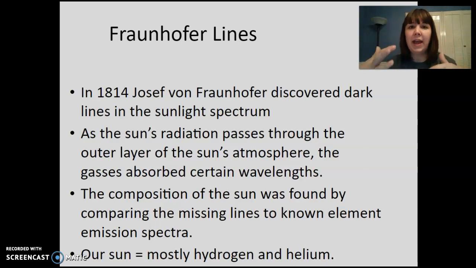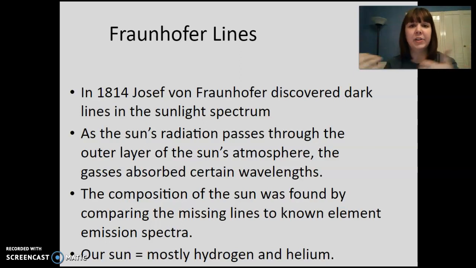So looking at which dark lines, which lines were missing, because we would expect to have the whole spectrum, but there were some missing ones. Looking at the ones missing, we compare that with the ones that we know, the emission spectra. Looking at the absorption spectra, matching it with the emission spectra, we can tell what the sun is made of and how much of it there is. We know that it's mostly hydrogen with some helium.